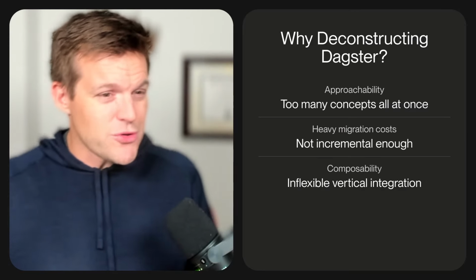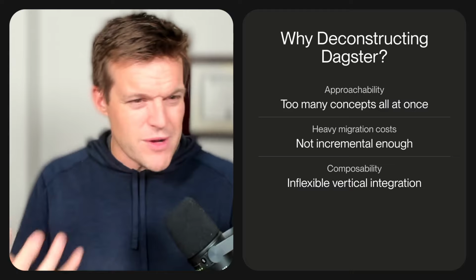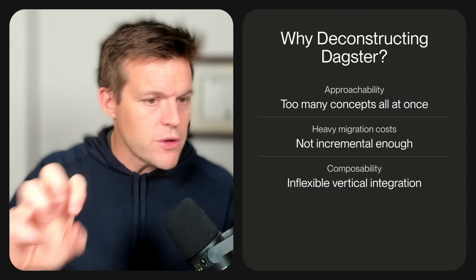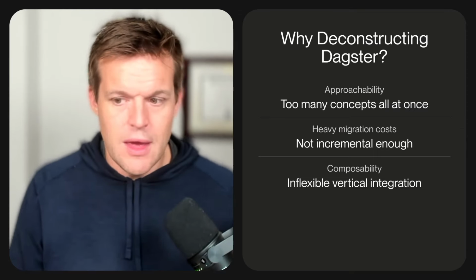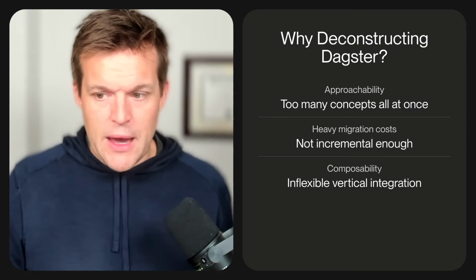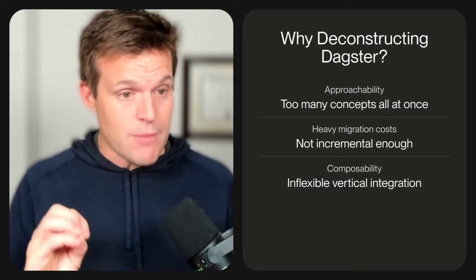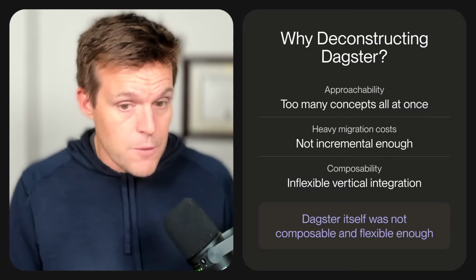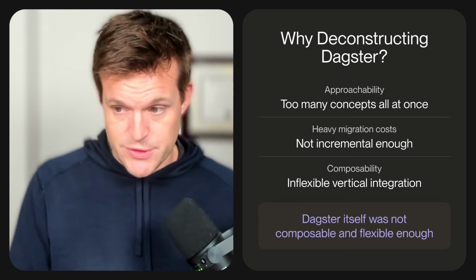And then similarly, we also hear it's kind of this inflexible vertical integration. Like it feels like Dagster is trying to do a bunch of stuff. What if I only want to use one component of it? How do I do that? And we think that this feedback is all symptoms of the same underlying cause, which is that Dagster itself was not composable enough or flexible enough.